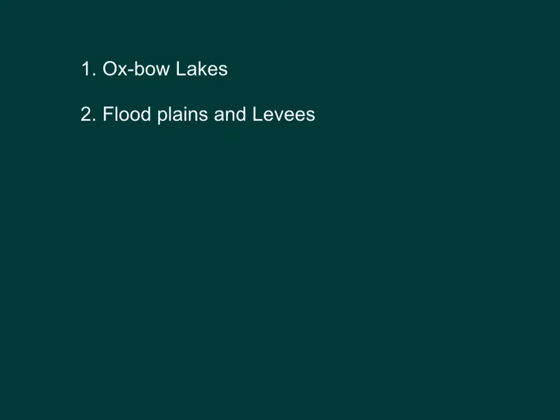The two landforms that we're going to look at today in the lower course of the river are firstly Oxbow Lakes, which form when meanders continue to erode, and the second landforms or set of landforms are floodplains and levees. First of all, let's look at Oxbow Lakes.